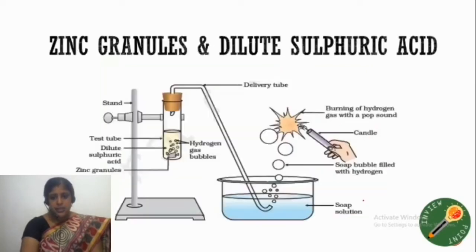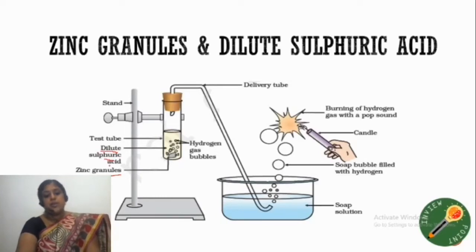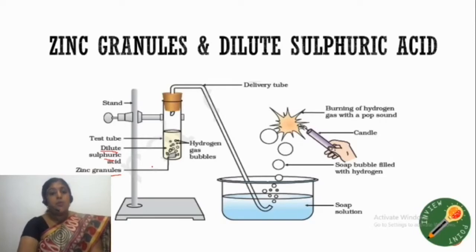Then let's discuss another example. Take a test tube or a conical flask, and put some zinc granules in the test tube. Here they have taken a test tube in the figure. Put some zinc granules in it. Then add dilute sulfuric acid or dilute hydrochloric acid to these zinc granules. Then what do you observe? There are two observations. One is you can see gas evolving from this test tube. What is this gas produced? It is hydrogen gas. How do you know it is hydrogen gas?